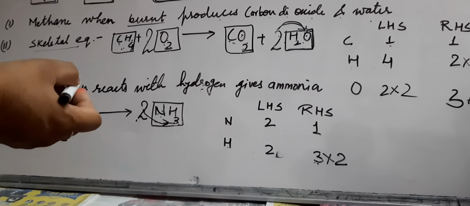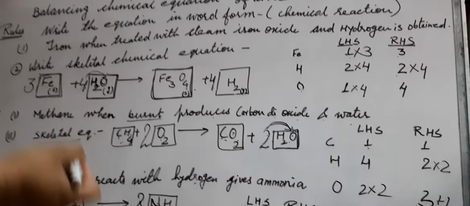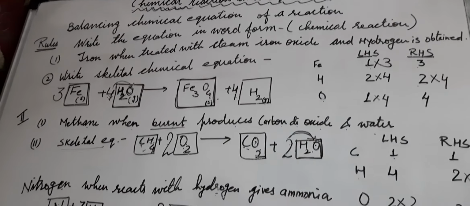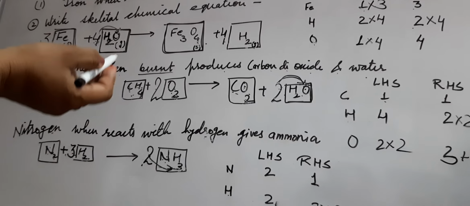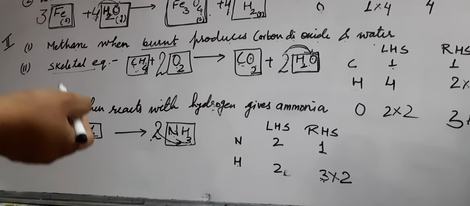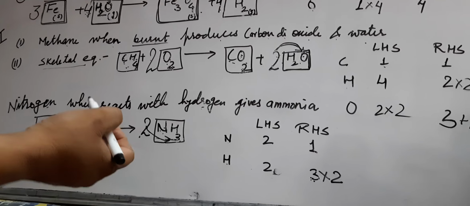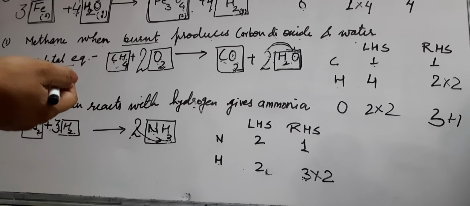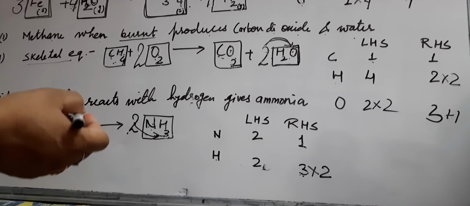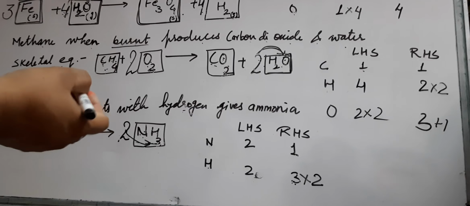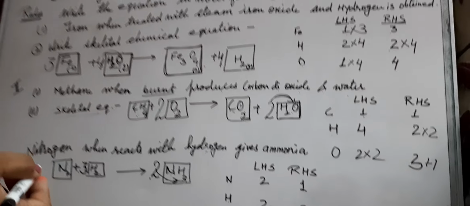In this way, we balance the chemical equation. These are the rules for balancing different chemical equations. One more thing I am telling you, that you can balance a chemical equation by hit and trial method also. That is also acceptable, because rules are not asked while writing a balanced chemical equation. So students, this is how we balance the chemical equations.